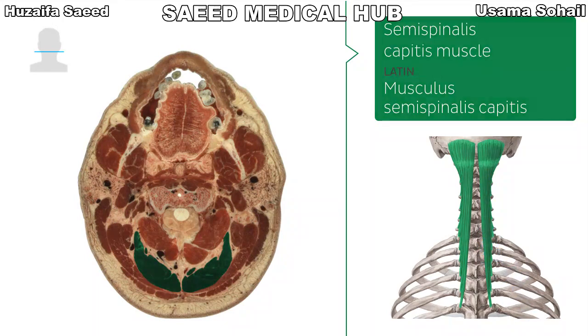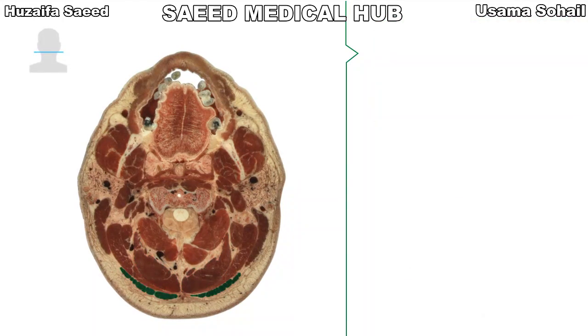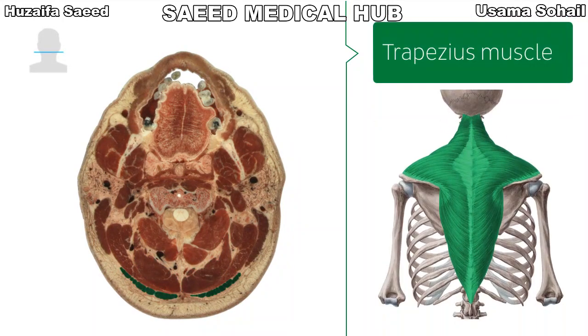The final major muscle that we see in this cross-section is the trapezius muscle. As you can see in the picture on the right, this is a major and very extended muscle of the back. However, it's also the most superficial of the posterior muscles in this cross-section, which is why it appears so thin. This muscle is called the trapezius because it's similar in shape to a trapezium or trapezoid.